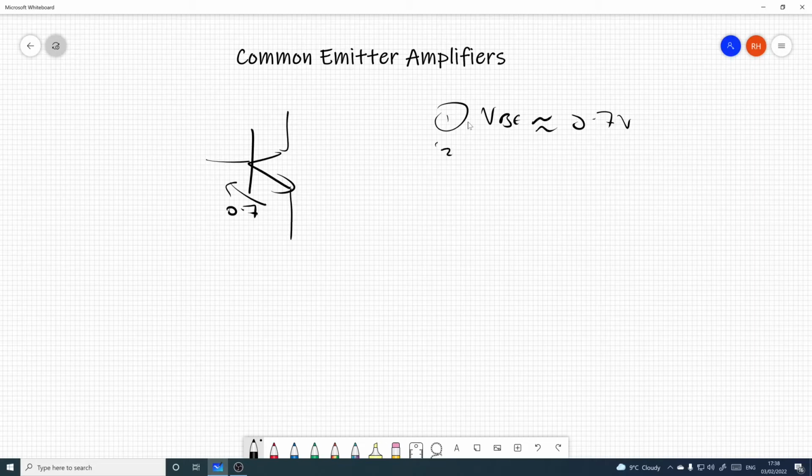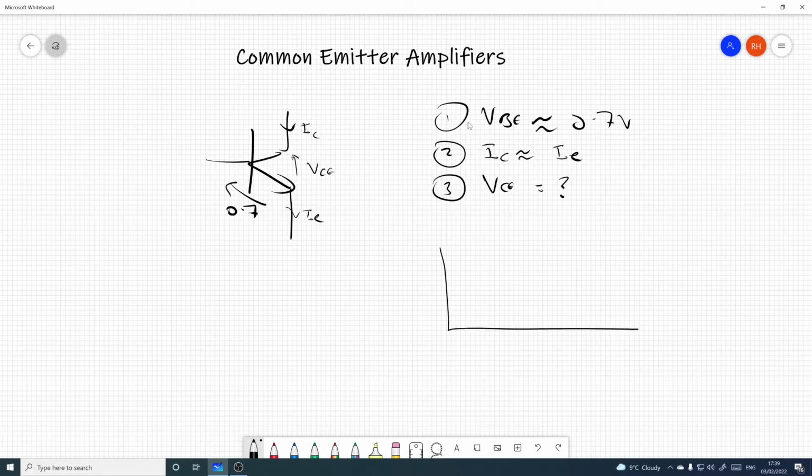Point two is that IC, which is the collector current, is pretty much the same as IE, the emitter current. And point three is that VCE, the collector emitter voltage, is equal to, we don't know. It can be anything. And what I mean by that is that the bias conditions don't dictate VCE. That's dictated some other way.